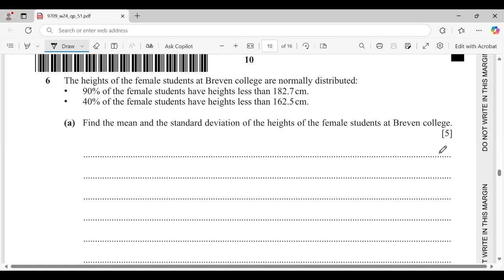So 90% of the heights are less than 182.7 according to this information. And 40% of the female students have heights less than 162.5 centimeters according to this information. Right, from the standard normal distribution, this is the 90th percentile, and this one is the 40th percentile.